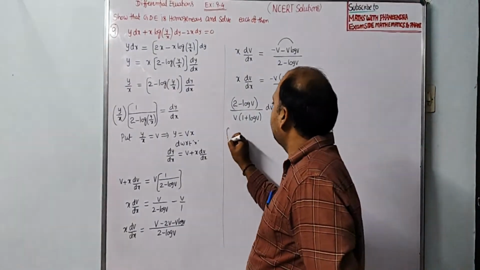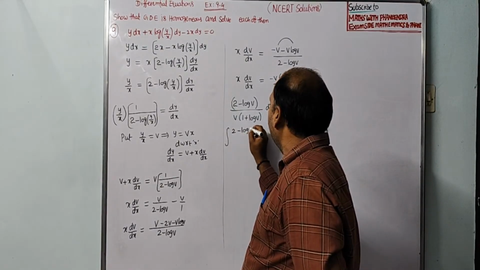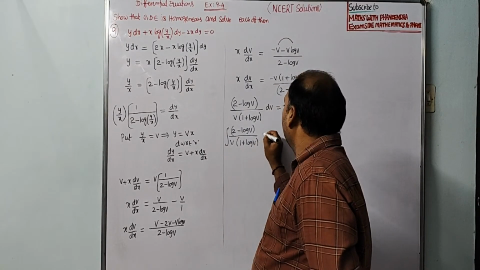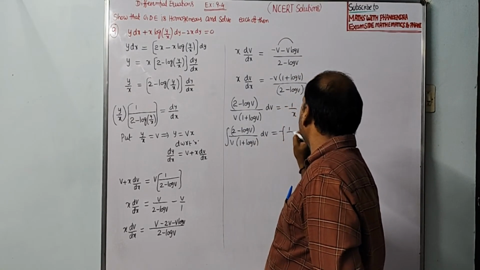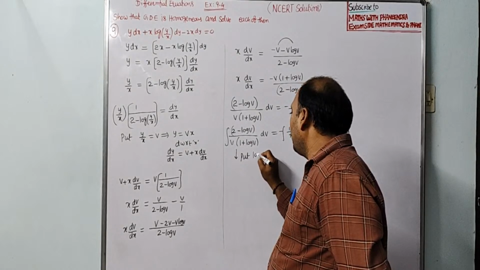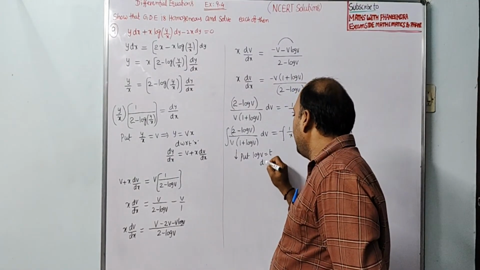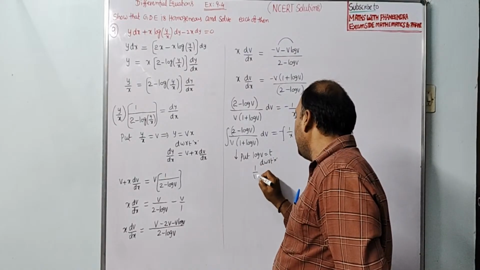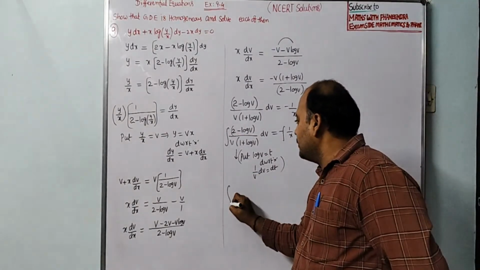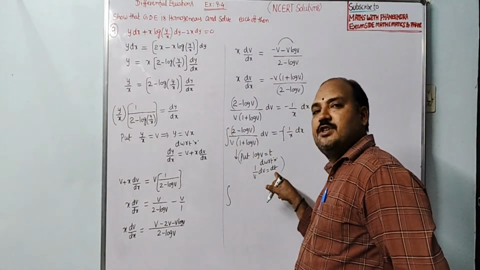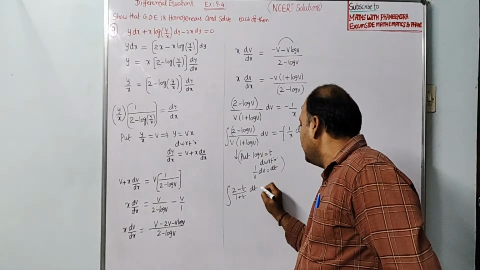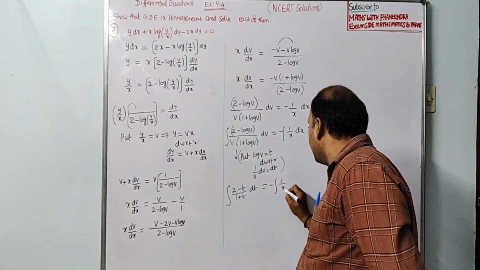Taking integration on both sides, integral (2 minus log v) by v into (1 plus log v) into dv equals minus integral 1 by x dx. For this, put log v equal to t, differentiate, 1 by v into dv is equal to dt. So this becomes integral (2 minus t) divided by (1 plus t) into dt equal to minus integral 1 by x into dx.